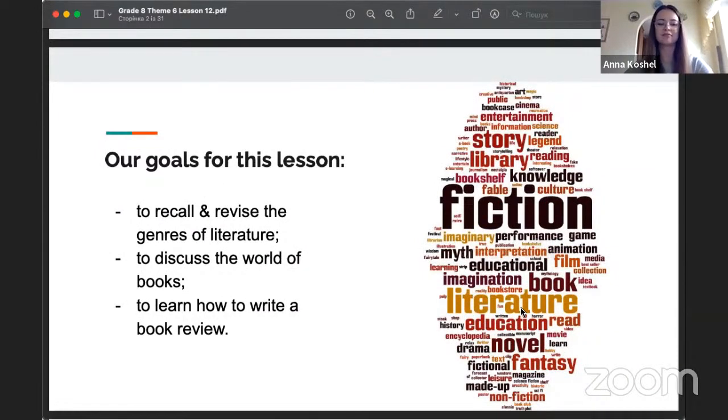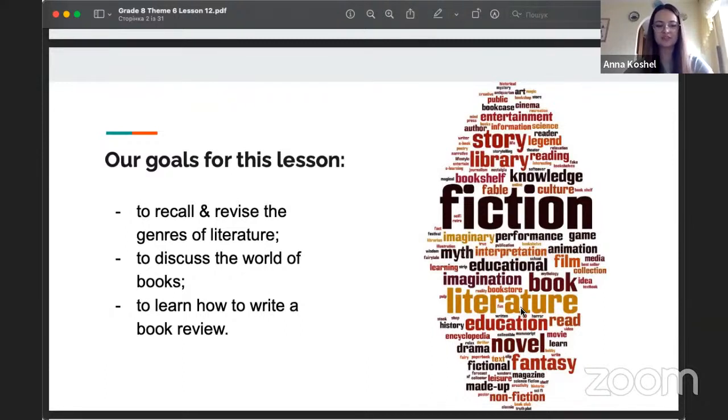So here are our goals, a brief note on what we're going to focus on today. Recall and revise the genres of literature. We are going to discuss the world of books to learn how to write a book review. So these are our goals for today's lesson. My name is Miss Anna, and let's start. Let's continue exploring the world of literature.